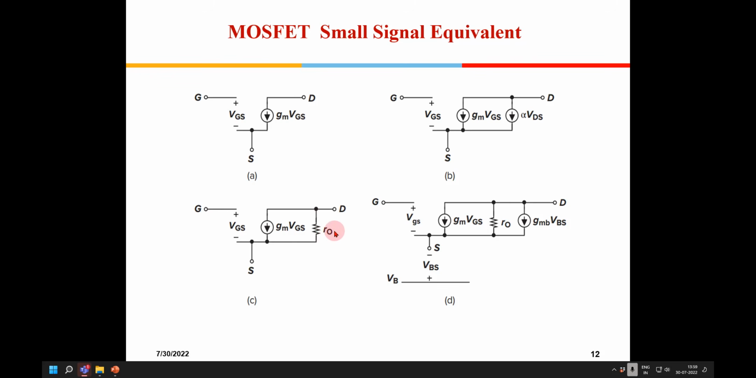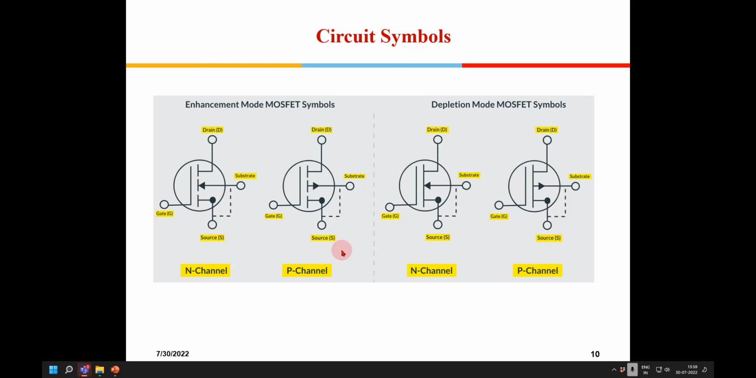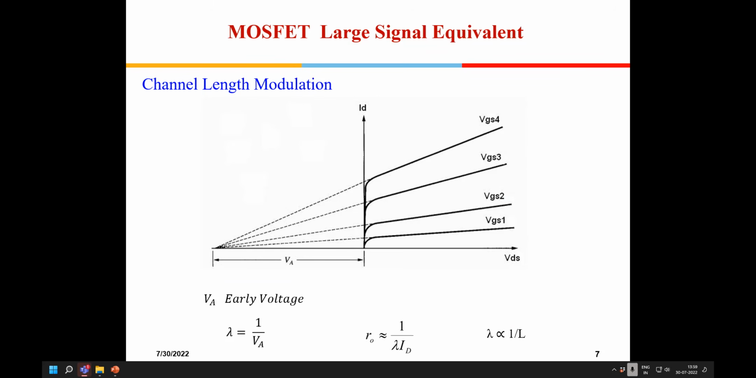Now if I want to reduce this R0, what are the things I need to do? I have to increase the current, right? That is one way, or I can increase the length of the transistor. So these are some of the things we should know. R0 is dependent on current. Higher current might give higher gain, but it might reduce R0. So these are all the things which you should keep in mind.